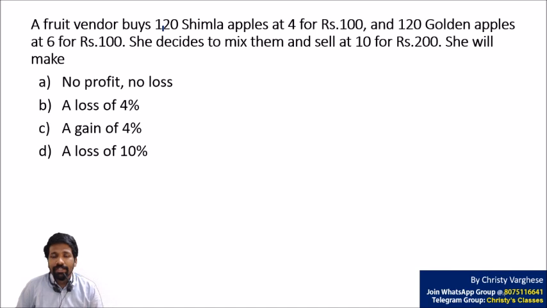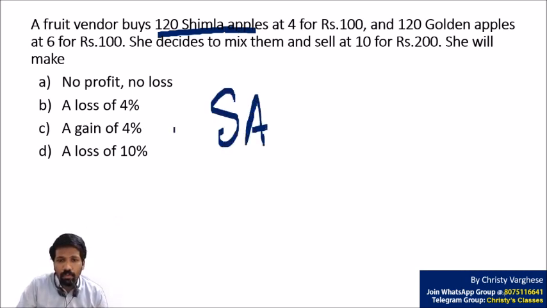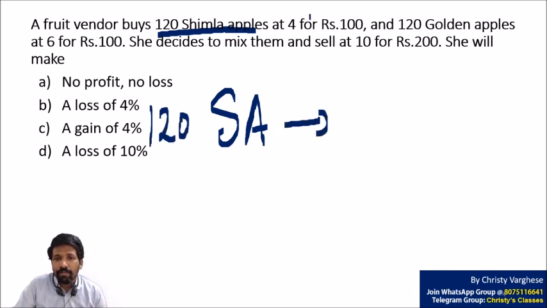Anyway, here as I told in the previous idea, you just have to find the investment, find the return, and then analyze them logically and find how much profit or how much loss percentage has happened. So the investment we will find. She is buying 120 Shimla apples. Let's think how much investment is there for Shimla apples. 120 Shimla apples are there. To buy 120 Shimla apples, how many bundles should she buy?